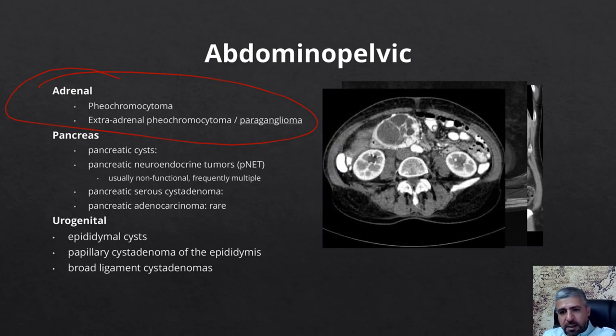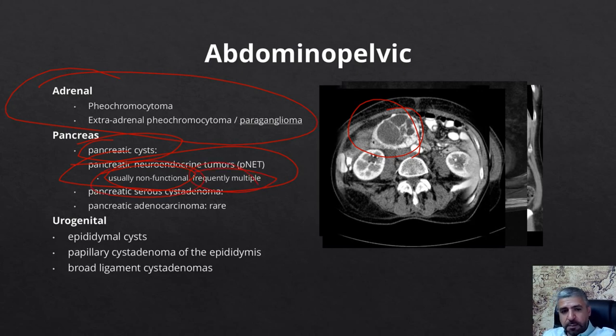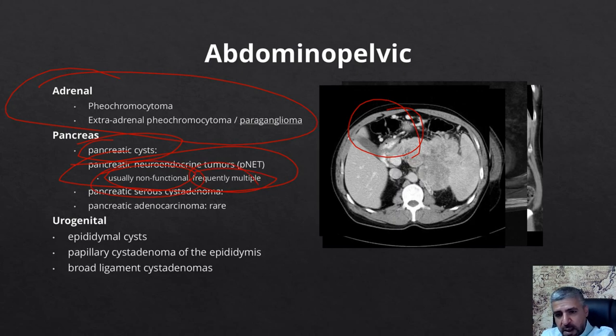Regarding the pancreas, we have several findings that we see in von Hippel-Lindau disease, including the pancreatic cyst, as you can see here. Pancreatic neuroendocrine tumor, they are usually non-functional, and they are frequently multiple, like you can see here. This is a large pancreatic tumor, indicating it's a pancreatic neuroendocrine tumor because it's non-functional, so it does not cause symptoms.